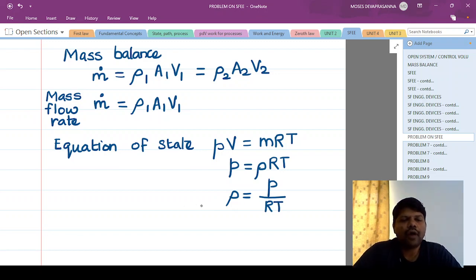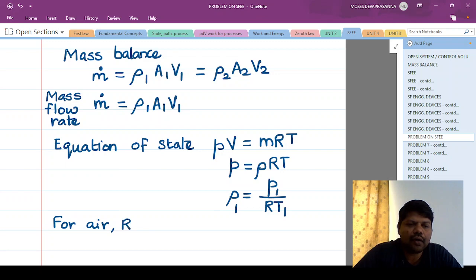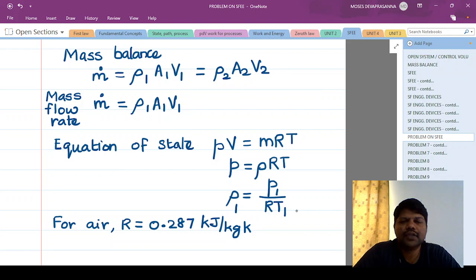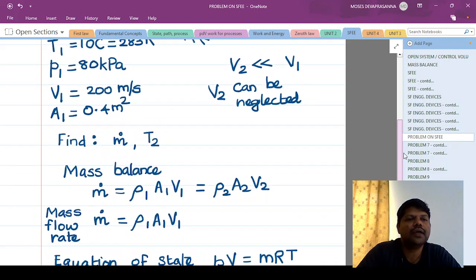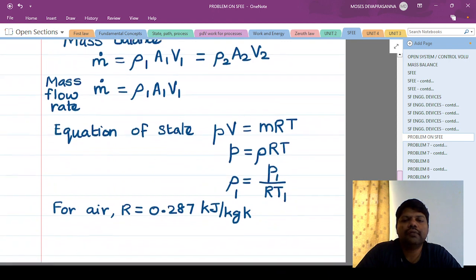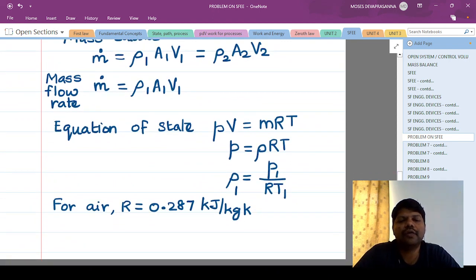So if I want to find the value of rho 1, I need to substitute P1 and T1. R is a constant. For air, we should know the value of R. For air, the gas constant R is equal to 0.287 kilojoule per kg Kelvin. So here in this problem, the values of P1 and T1 are known. We can substitute the value of R to get the value of rho 1.